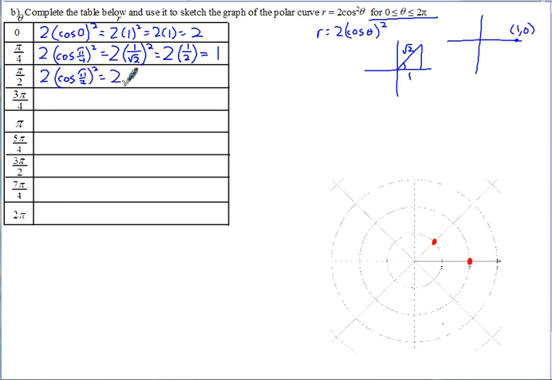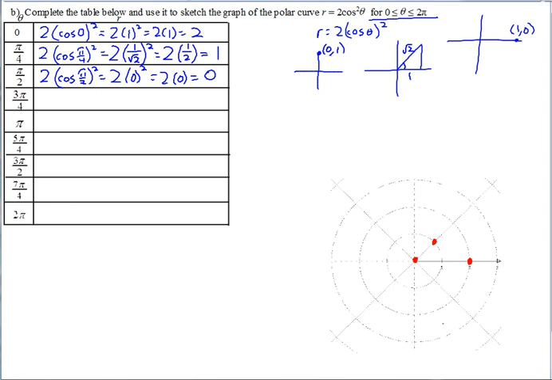Pi over 2, cosine again is the x coordinate. An x coordinate of pi over 2 is 0, so that's 2 times 0 squared, which gives you 2 times 0, which is 0. So in the pi over 2 direction, normally that would be up, but the radius is 0, so we don't go anywhere, we stay right there.